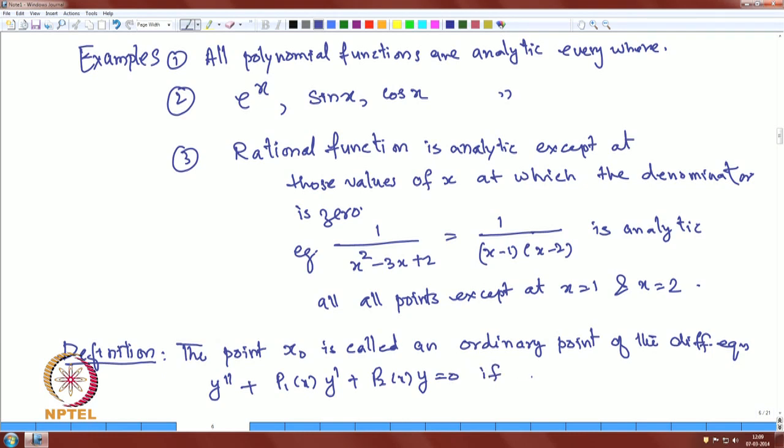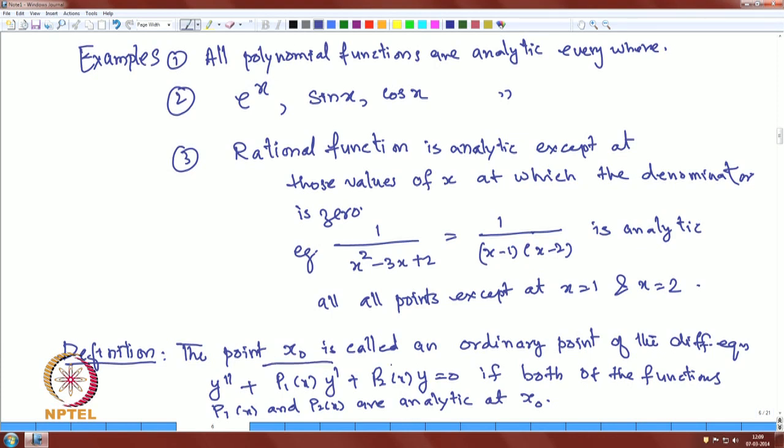If both of the functions p 1 x and p 2 x are analytic at x 0, a point x 0 is said to be an ordinary point of the differential equation in the normal form y double prime plus p 1 x y prime plus p 2 x y, if both of the functions p 1 x and p 2 x are analytic at x 0. If that fails, then we say the point is a singular point.